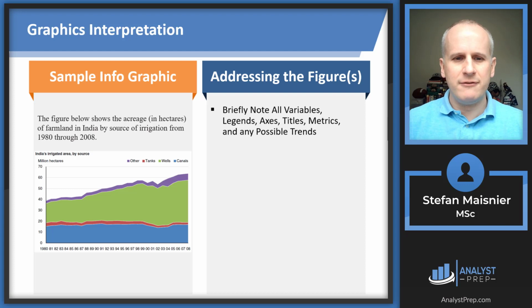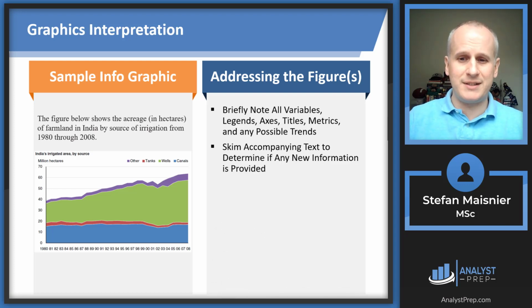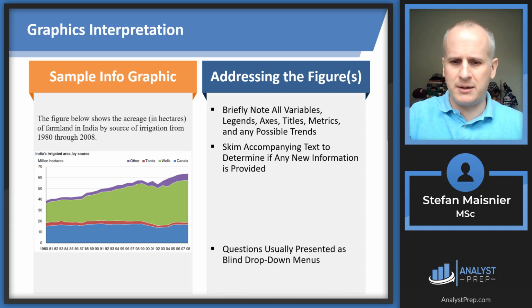And then we have 4 different variables. We've got other in purple, which is the top. We've got wells in green, which is the second from the top. We've got tanks, which is in kind of a burgundy maroon color, second from the bottom, and then the absolute bottom is the blue canals. So you do want to always skim the accompanying text to determine if new information is provided, but you can see I really didn't need to do all that much with the accompanying text there.